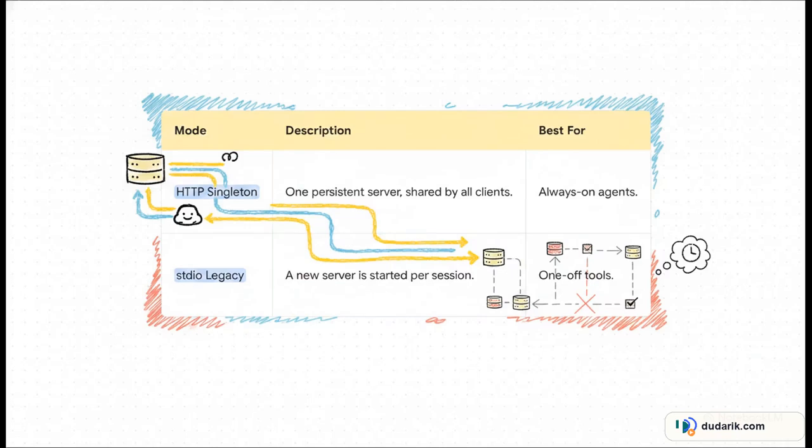Okay, so Discord MCP gives you two main ways to connect your AI. The one you'll almost always want to use is called HTTP singleton. This is where you run one persistent server that just stays on, keeping your bot constantly connected to Discord. It's way more efficient and absolutely perfect for an always-on agent. Then there's the legacy STDIO mode. This one, well, it starts a whole new server for every single task, which is not very efficient. It's really only suited for simple one-off commands.